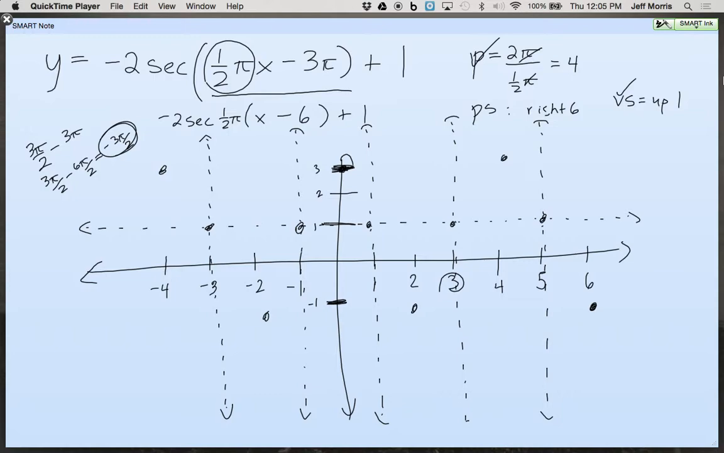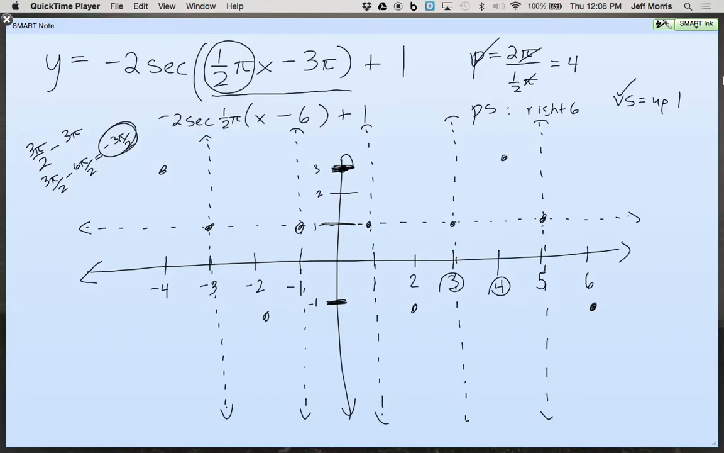Now let's check a point. Check out 4. 4 should be 3. Let's see if it is. Plug in 4 for x. What's 4 times 1/2? So you're going to have 2 pi. What's 2 pi minus 3 pi? Now let's do secant of negative pi.